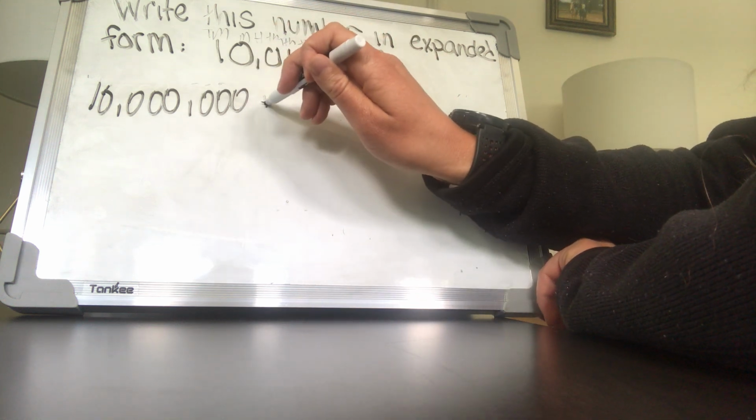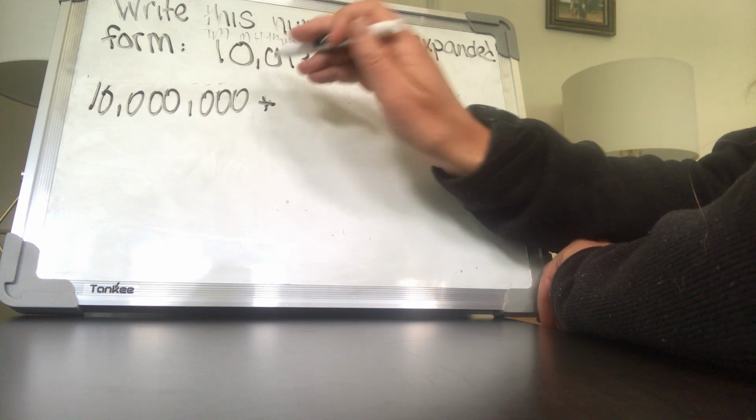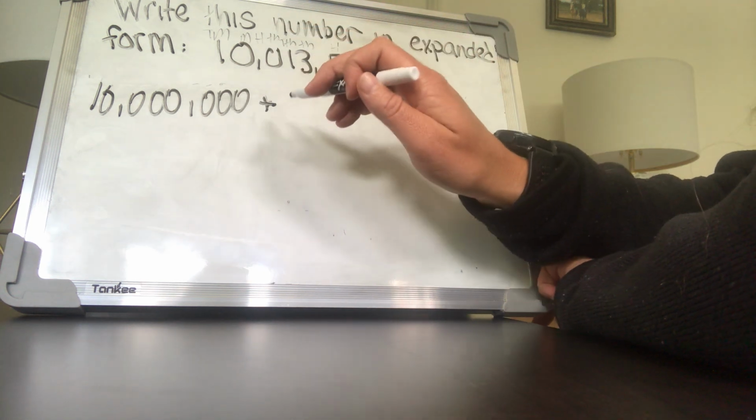There's a 1 in the 10 million spot. So I'm going to start with 10 million plus there's a 0 in the million spot. So I'm not going to even write a 0 because I know that it doesn't mean anything. There's also a 0 in the 100,000 spot. So I don't need to write anything for that either.